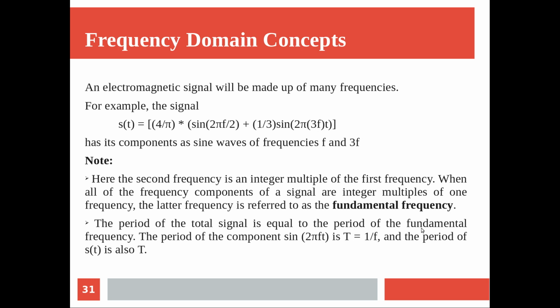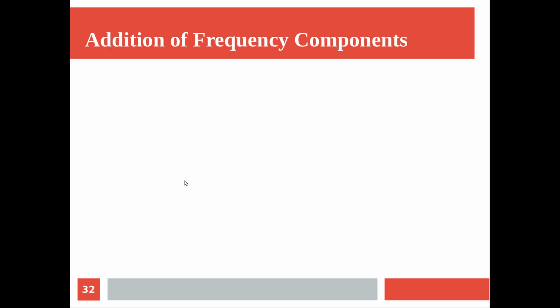For the final signal, what is the period? That will correspond to the period of the signal with the fundamental frequency. So, the fundamental frequency here is f only, not 3f. So, to calculate the period, you have to take 1 by f, not 1 by 3f. And the period of s of t, that is the resultant added signal, is also the same, because the fundamental frequency is f, accordingly the period is 1 by f. For the final signal also the period will be 1 by f.